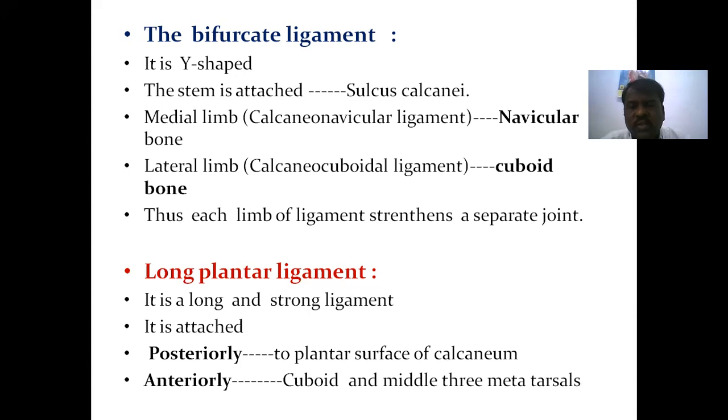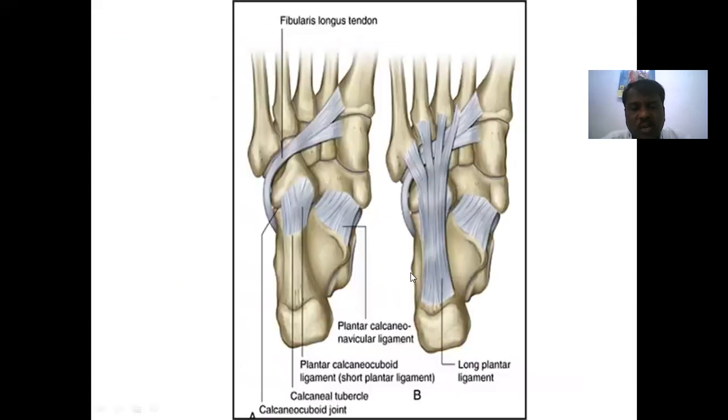After removing this, we can identify the long plantar ligament. Posteriorly it is attached to the calcaneum. Anteriorly, it is attached to the cuboid bone and the medial three metatarsal bones. After removing this, we can identify the short plantar ligament. This is another strong ligament attached posteriorly to the calcaneum and anteriorly to the cuboid bone. Not only this, we can also identify the peroneus longus tendon, which gives support to these joints.